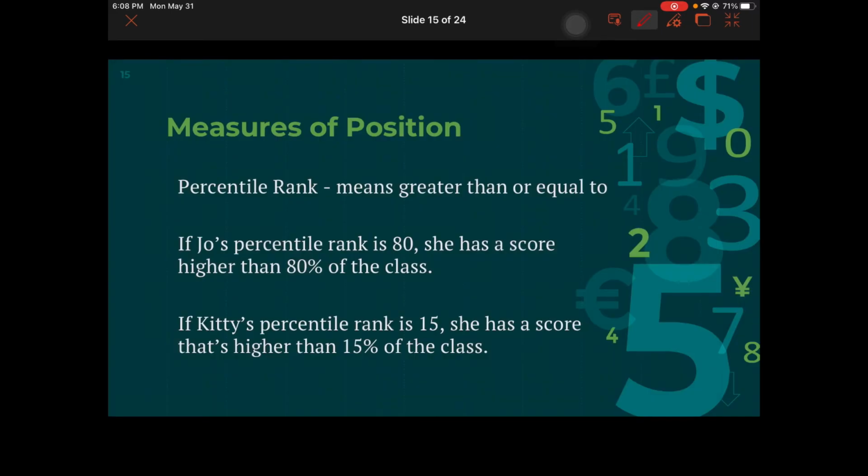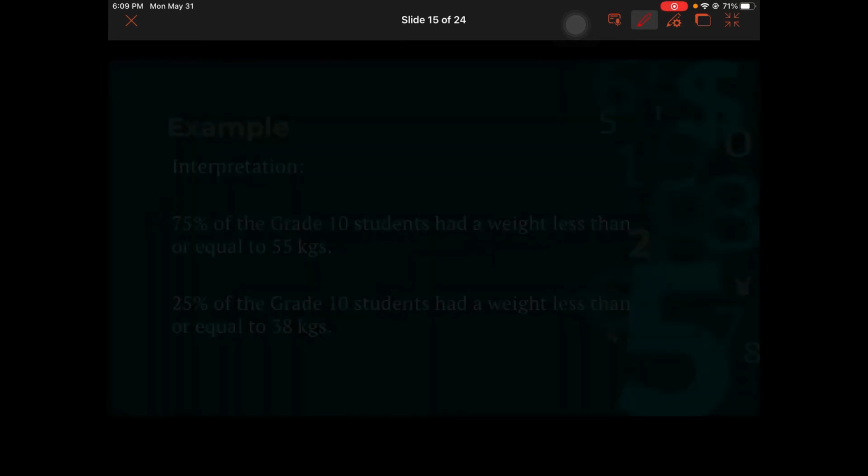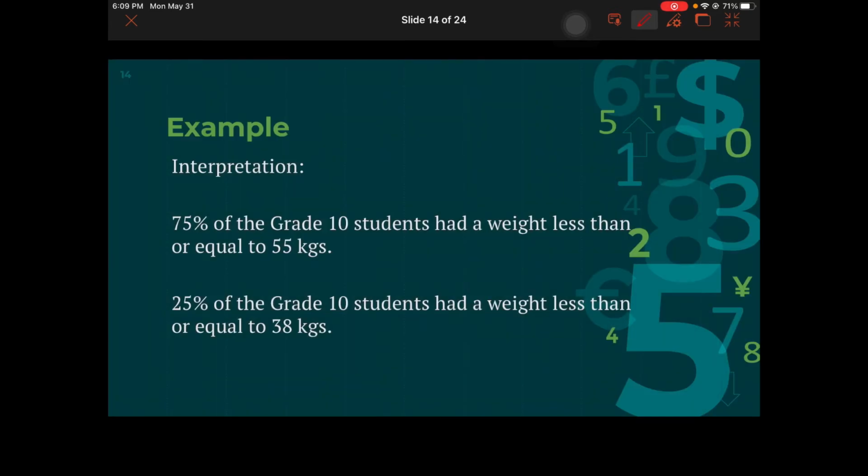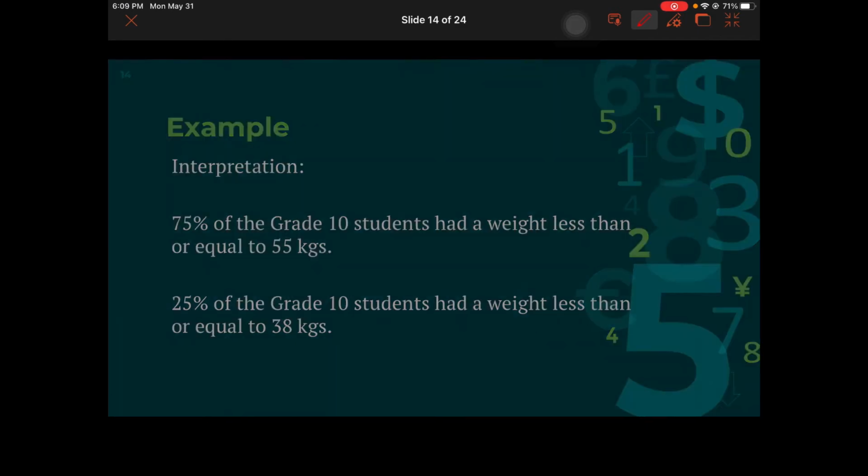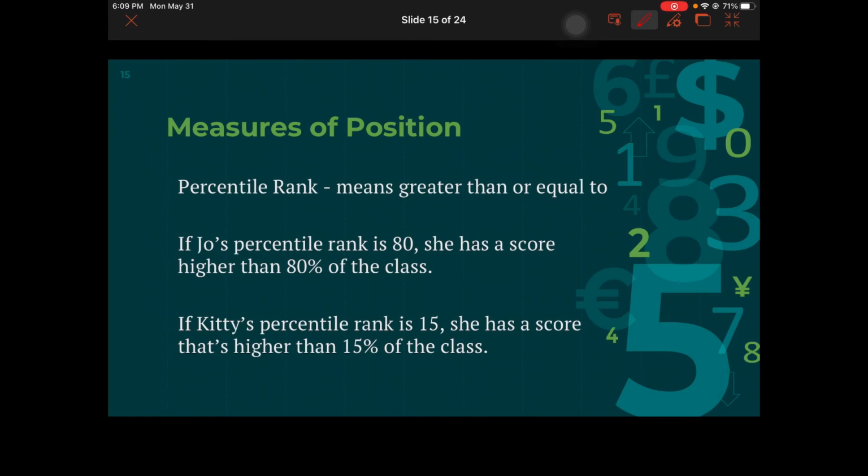So, mag-move on naman tayo sa percentile rank. Ano ba tong percentile rank? Ang pinagkaiba lang po niya is babaguhin lang natin yung point of comparison. So, for percentile, ano yung kanina? 75% of the grade 10 students had a weight less than or equal to 55 kilograms. Dito, ang gagawin nating term is greater than or equal to.